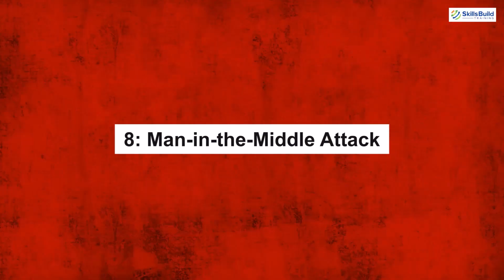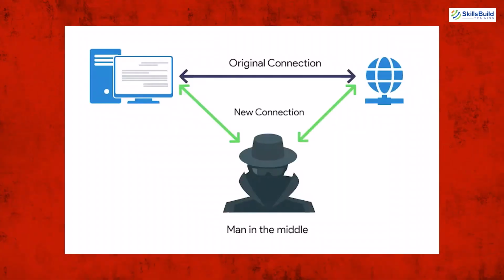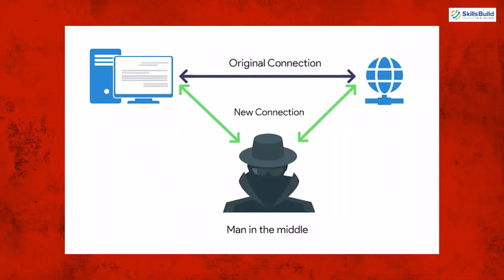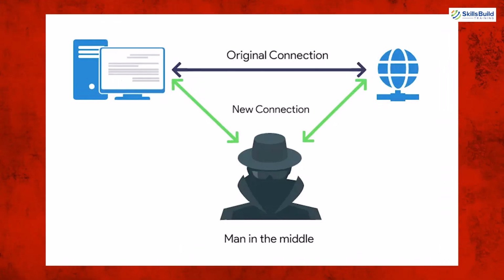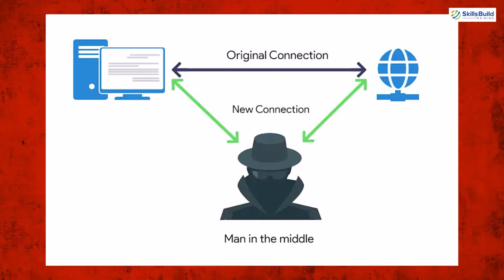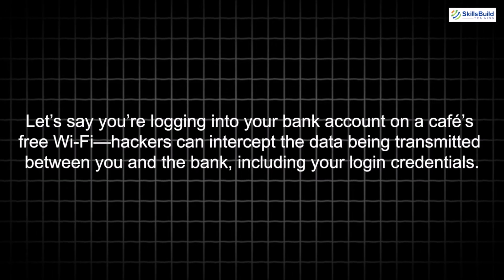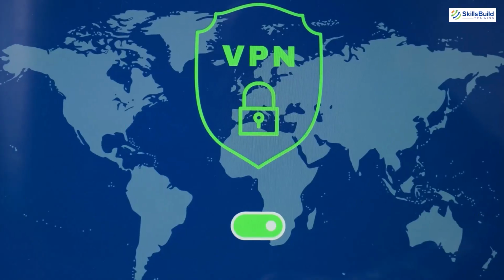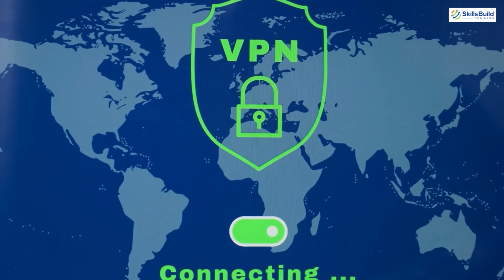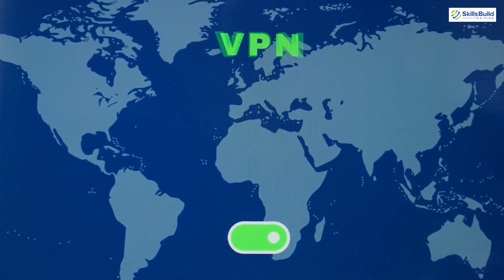Type 8. Man-in-the-middle attack. A man-in-the-middle, MITM, attack is like a hacker eavesdropping on a private conversation. This type of attack occurs when a hacker intercepts communication between you and a website or service, often on unsecured public Wi-Fi networks. Let's say you're logging into your bank account on a cafe's free Wi-Fi. Hackers can intercept the data being transmitted between you and the bank, including your login credentials. It's a serious vulnerability. To protect yourself, always use a VPN on public Wi-Fi and avoid logging into sensitive accounts on unsecured networks.